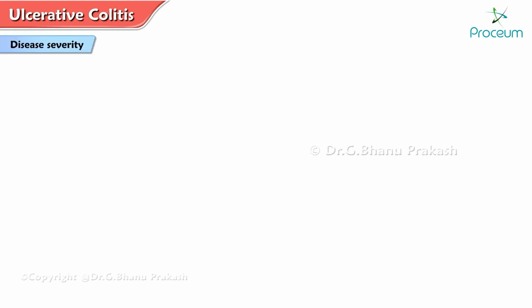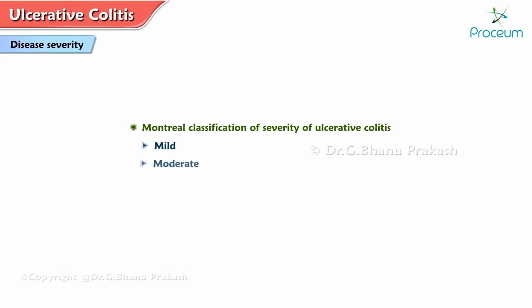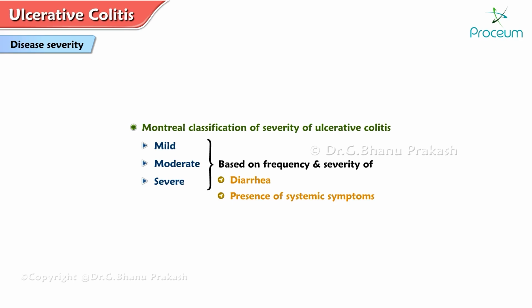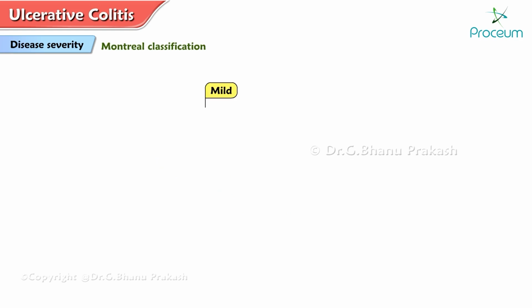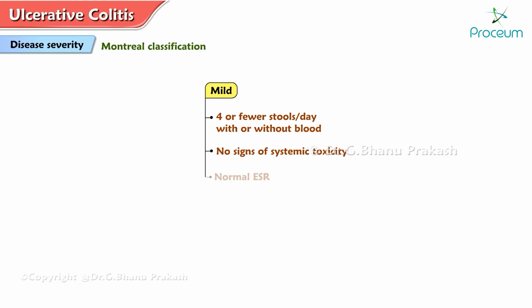Disease severity. The Montreal classification of severity of ulcerative colitis is one such index that stratifies ulcerative colitis severity into mild, moderate, and severe, based on the frequency and severity of diarrhea and the presence of systemic symptoms and laboratory abnormalities. Patients with mild clinical disease have 4 or fewer stools per day with or without blood, no signs of systemic toxicity, and a normal erythrocyte sedimentation rate.